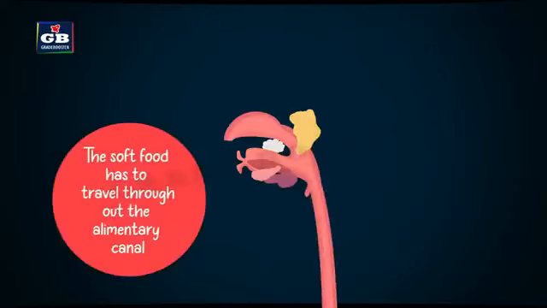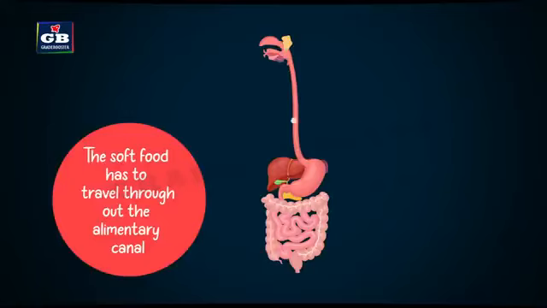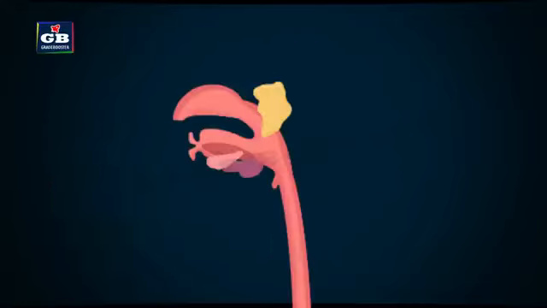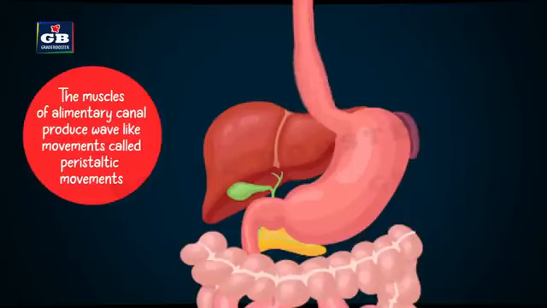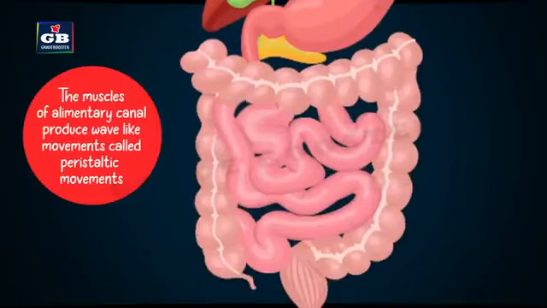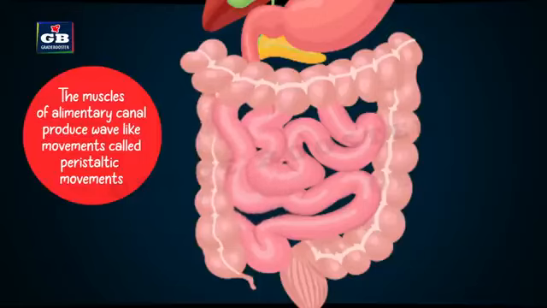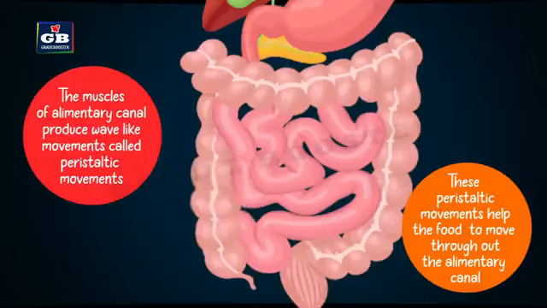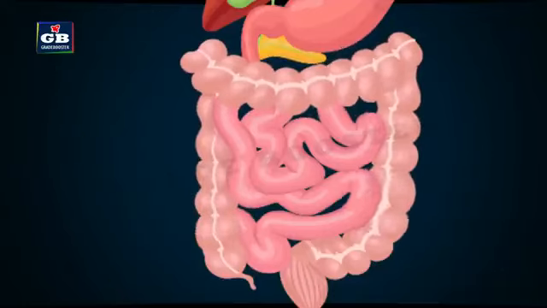Now, this bolus, that is the soft food, has to travel throughout the alimentary canal. But what makes the food move throughout the alimentary canal? The muscles of the alimentary canal produce rhythmic contractions and relaxations. These contractions and relaxations create a wave-like movement called peristaltic movements. These peristaltic movements help the food to move throughout the alimentary canal.